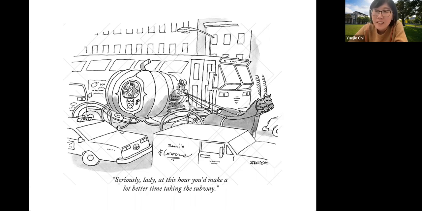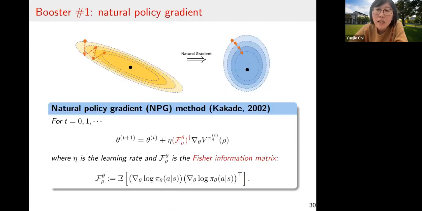So what is a subway for our problem? It turns out that there's a better way to boost up the convergence. The first booster we can take is, instead of using the vanilla policy gradient, we can take natural policy gradient, which tries to leverage the curvature of the problem better in finding better search directions. So instead of searching along the vanilla gradient direction, we actually search along the direction that is preconditioned by the inverse of the Fisher information matrix, which leverages the information from the parameterization of the policy. And this was first introduced into the reinforcement learning literature by Sham Kakade back in 2002.